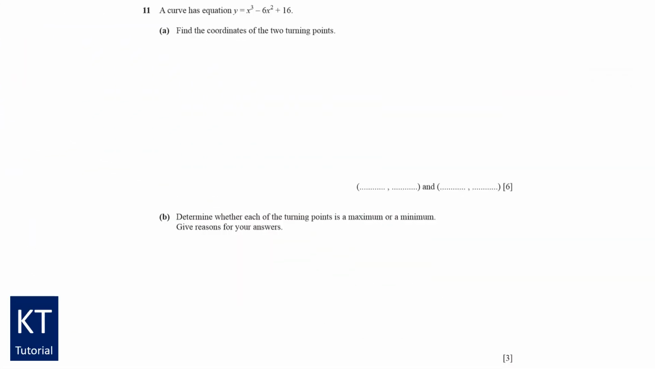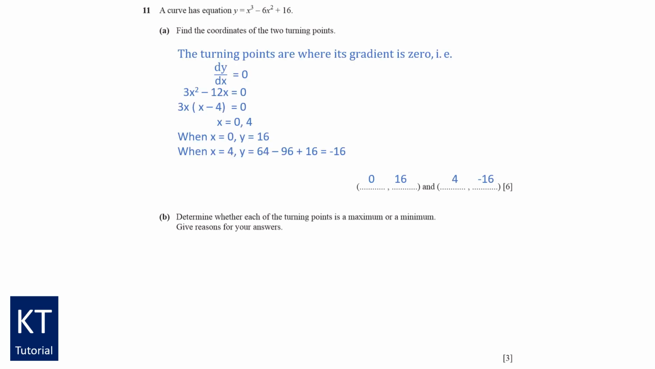Question 11. The curve has the equation y equals x cubed minus 6x squared plus 16. Find the coordinates of the two turning points. The turning points are where its gradient is 0. That is when its dy/dx is equal to 0. With the equation being converted to its dy/dx, we can solve for x. With the identified x values, we can solve for each of the associated values of y.